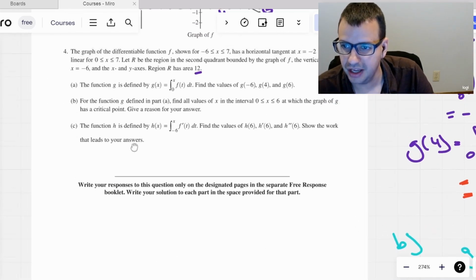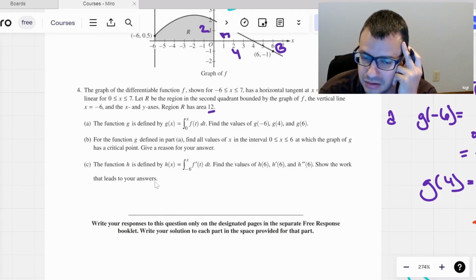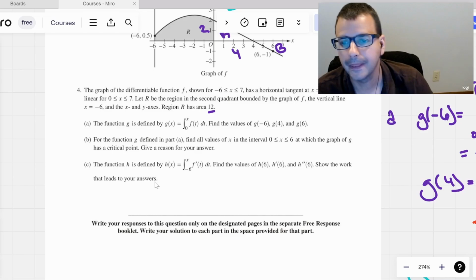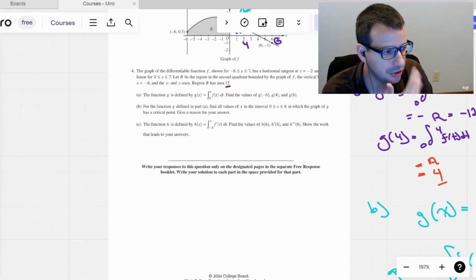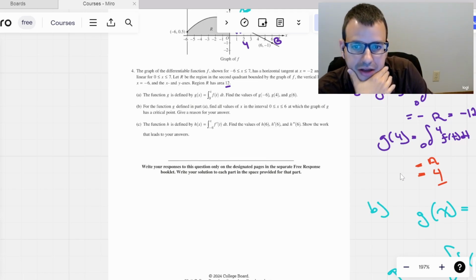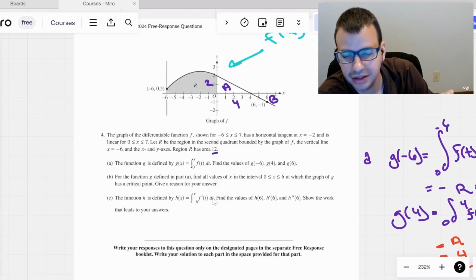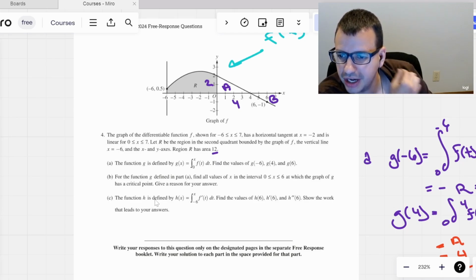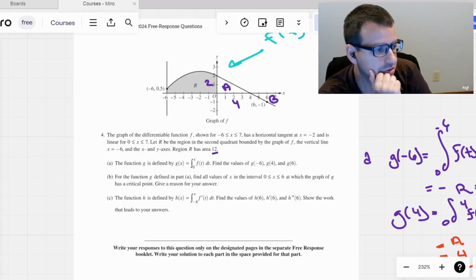The function h is defined as this. Okay, find the values of this. Huh, okay. So this is, again, fundamental theorem of calculus. And they use f prime of t. I think that is actually f of t, so we can probably go with that. Yep, graph of f. The function h is defined as that. Okay, find the values of this.